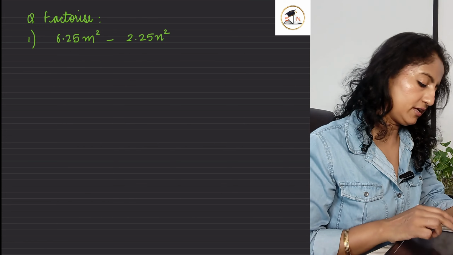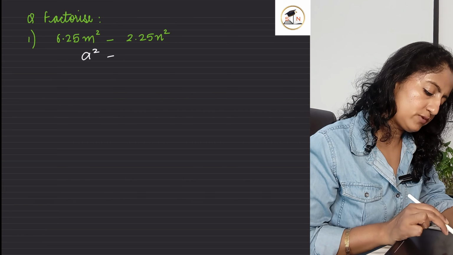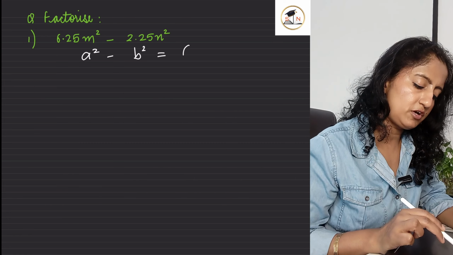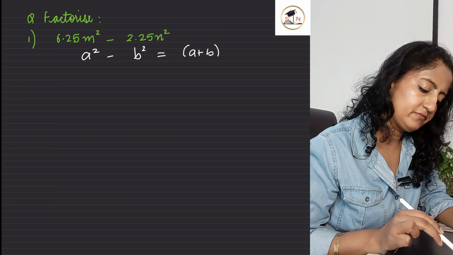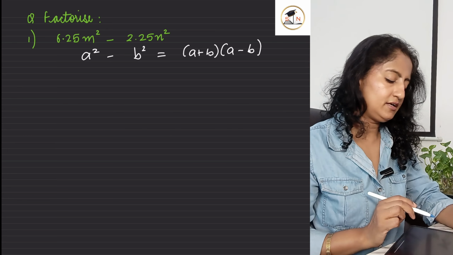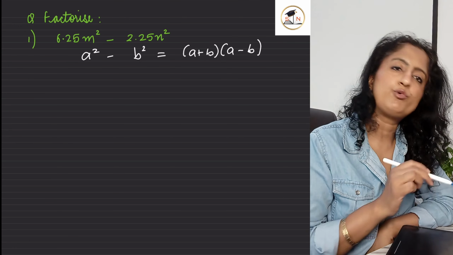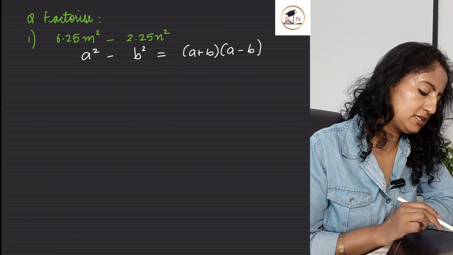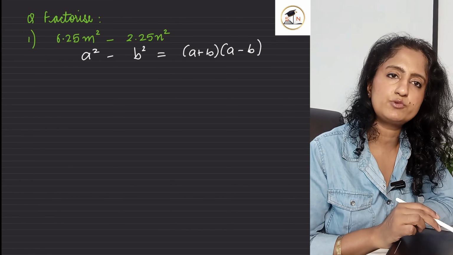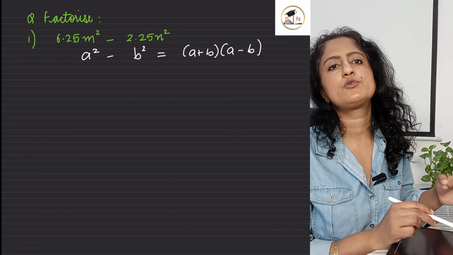So what do we have over here? We have a square minus b square, right? The factors have to be of the form a plus b into a minus b. We can understand my a. What is our a? It has to be the square root of 6.25 m square. First of all, what is the square root of 6.25?